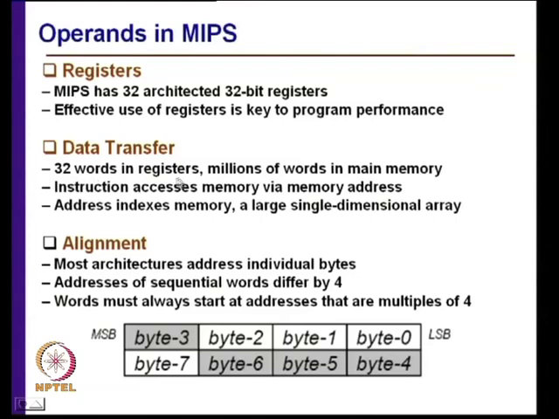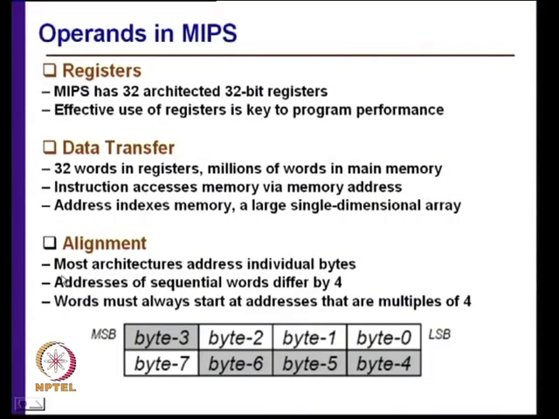We have seen that there are 32 words in registers and then millions of words in main memory. MIPS has got a 32 bit address, and it is again byte addressable, and 2 to the power 32 is the size of the main memory. Instructions access memory via a memory address, and the address indexes memory as a large single dimensional array. For that purpose you have to do some kind of alignment.